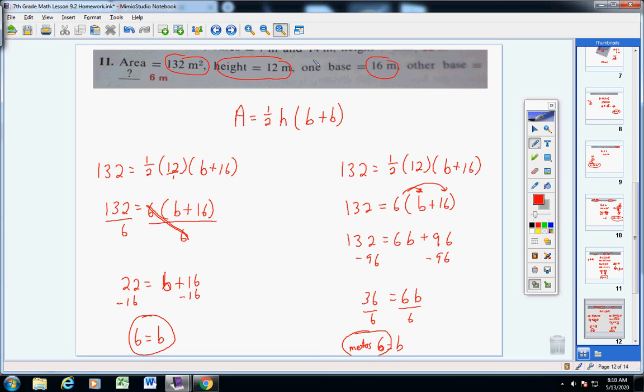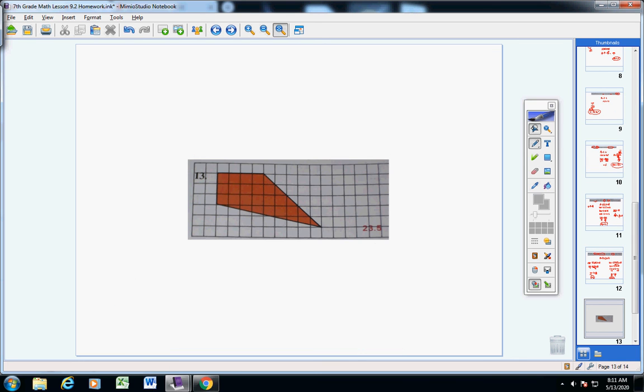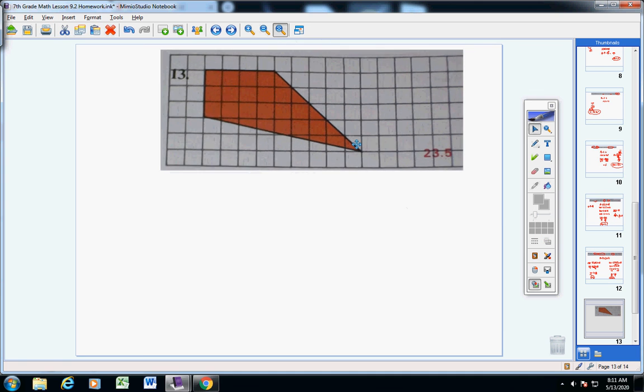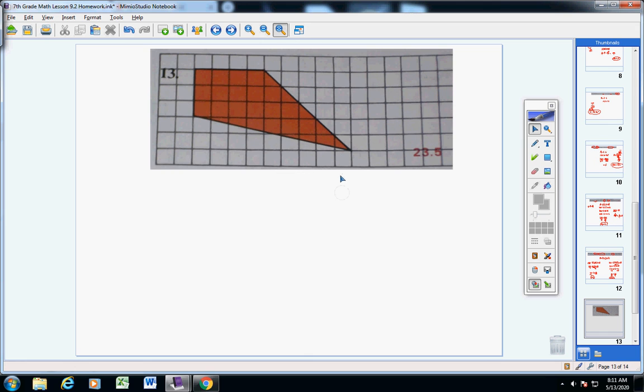Okay, there we go. Those are tough problems, guys. Okay, I know that, but they're good for you. Okay, they make you think. All right. Okay, let's take a look at number 13. Okay, they want us to find the area of this figure right here. All right, of this quadrilateral. So it's really not any known shape that I can see that we know of.